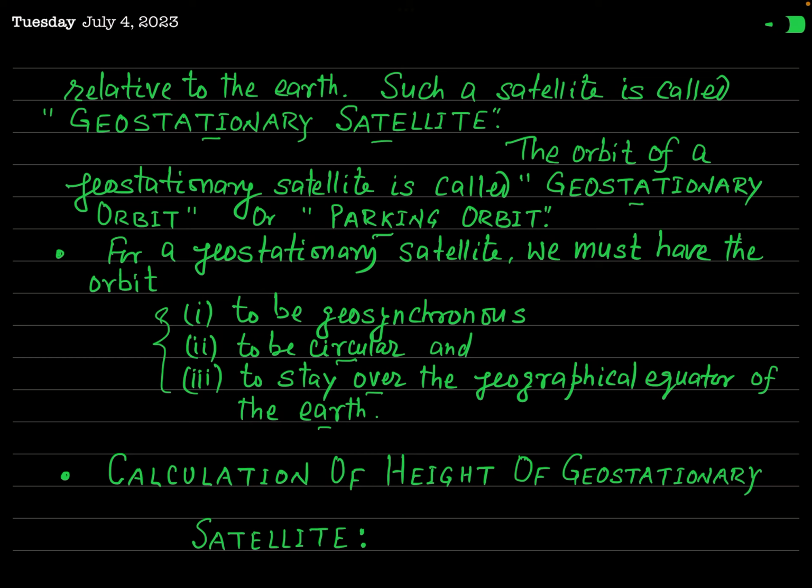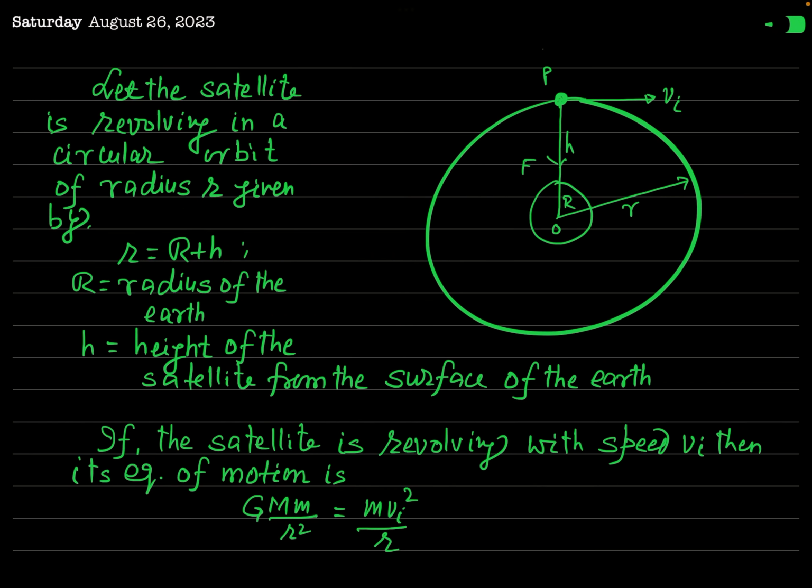Now we will see a very important calculation, and this is regarding the calculation of the height of the geostationary satellite from the Earth's surface. Okay, or in this calculation you will also see what should be the radius of the circular orbit of this geostationary satellite. This is a very simple calculation and you can easily calculate it.